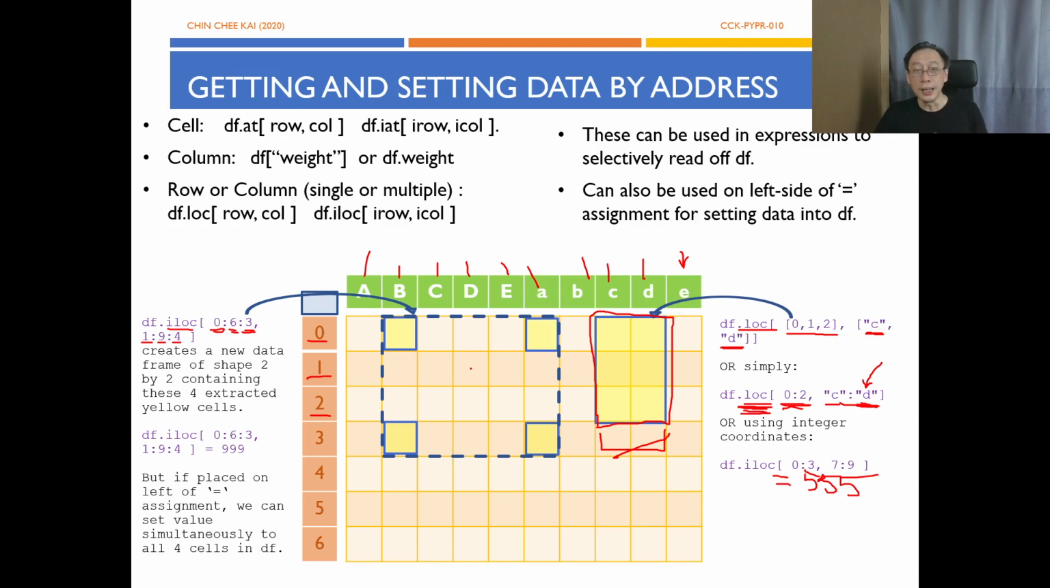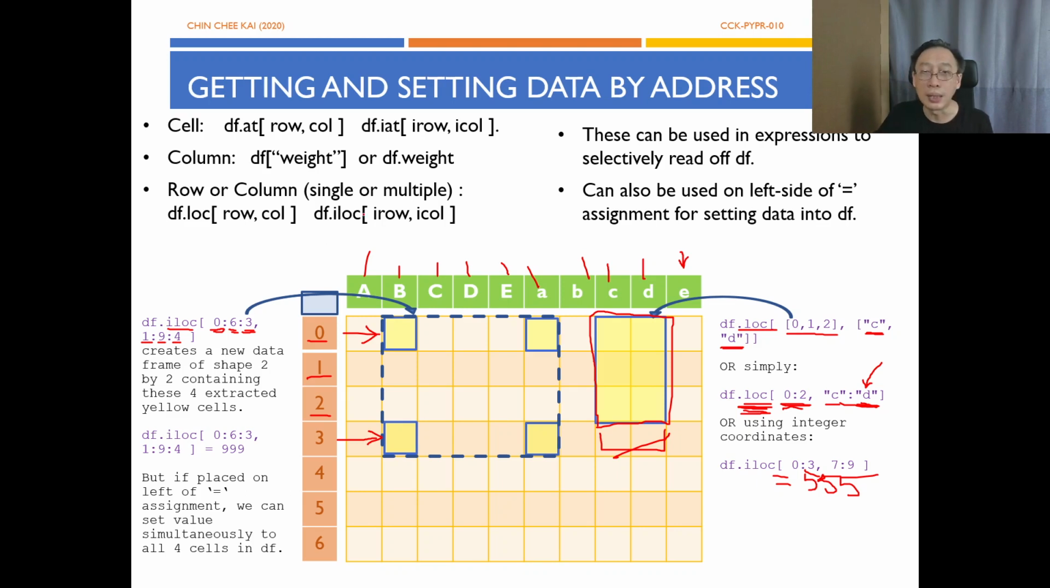So what does it mean? The row means start at 0, jump by steps of 3 until we hit just before 6. So 1, 2, 3. We want this row as well. But we cannot hit 6, so we shouldn't include that. So we want only this row and this row.